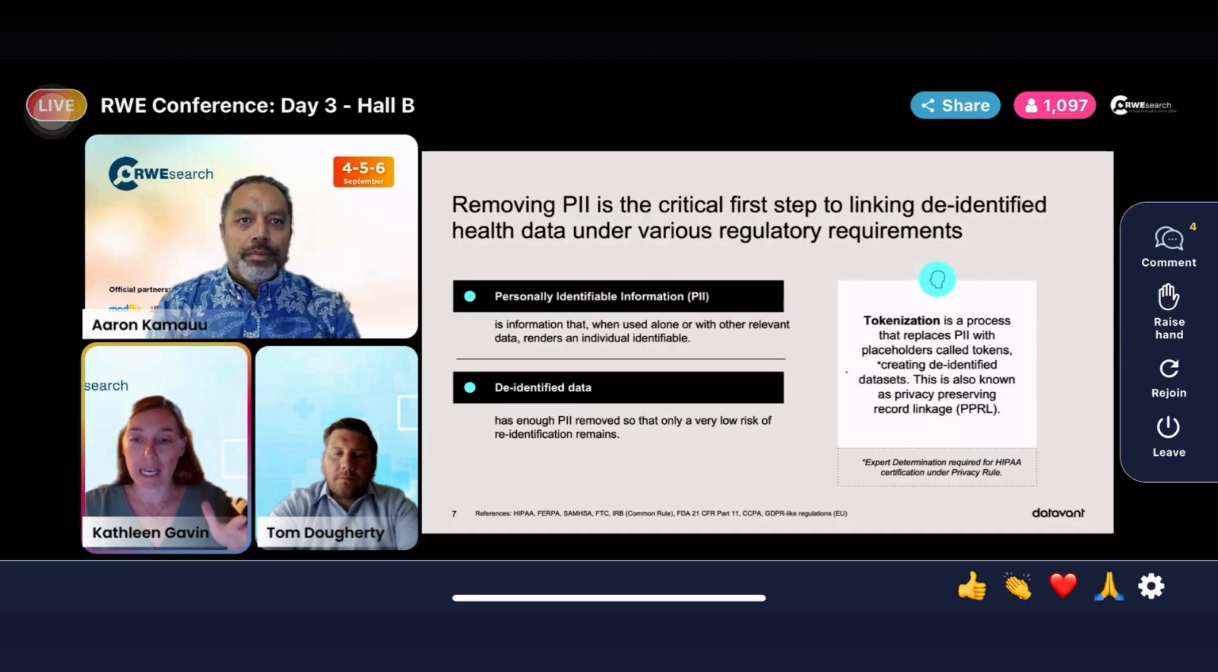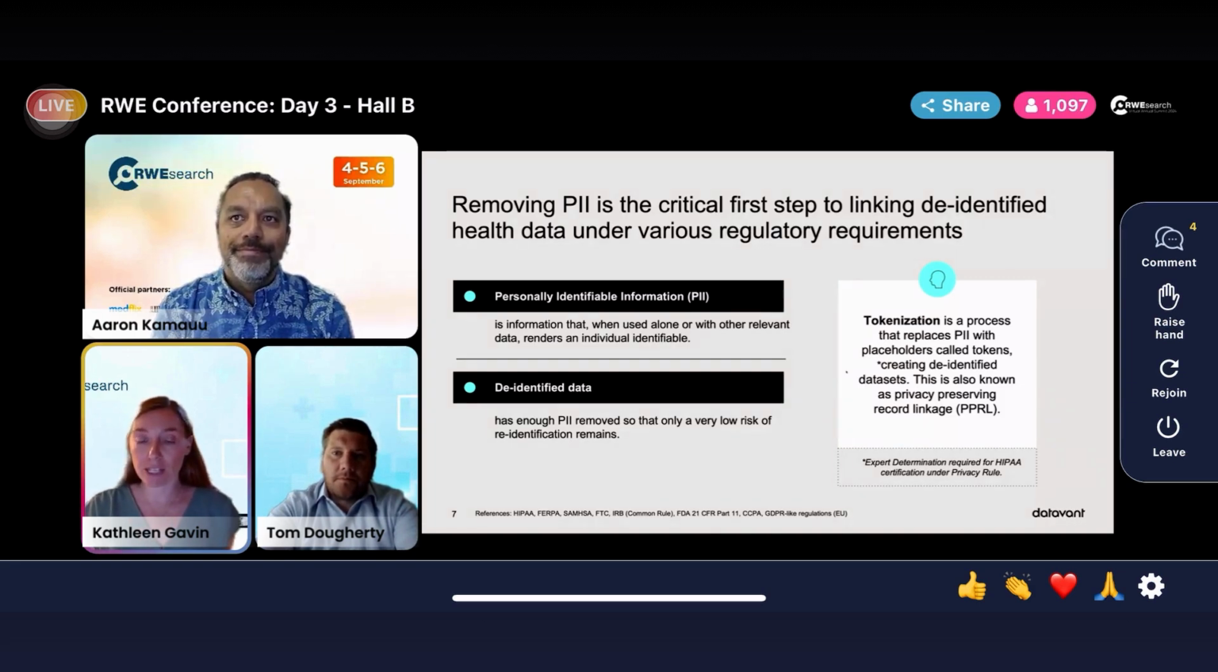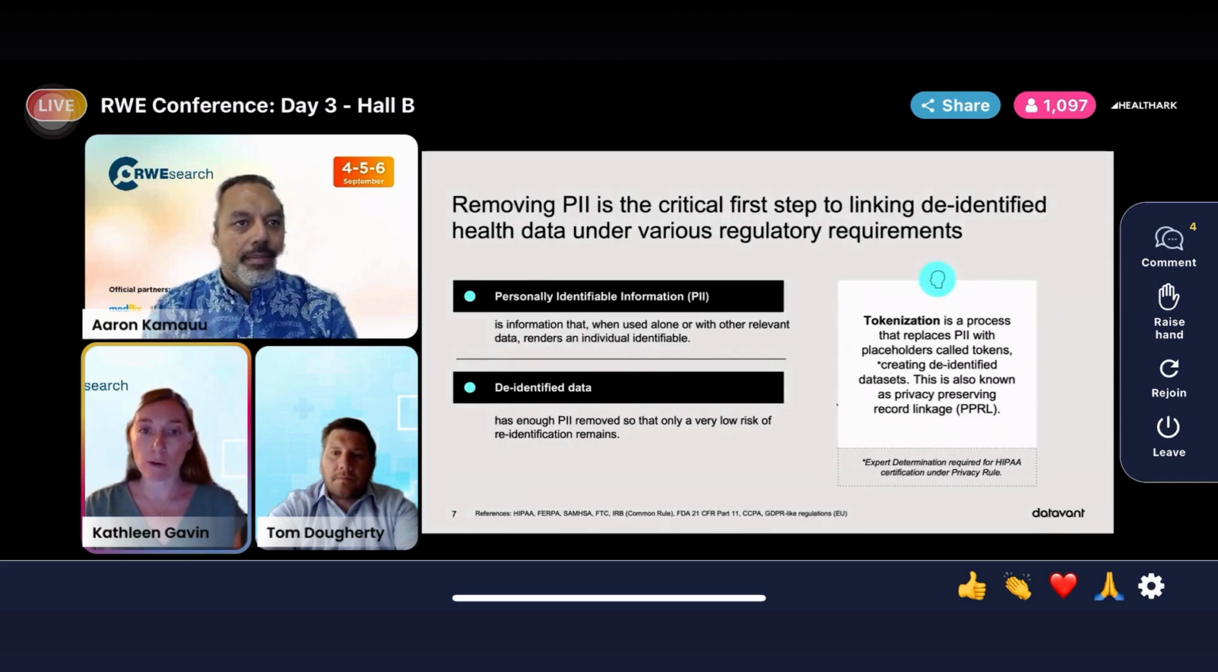So let's start at the beginning. We know that the first step is removing PII or personally identifiable information is really important to linking this de-identified health data under various regulatory requirements. So as Aaron mentioned, once researchers are able to use this data, it's in a de-identified manner. And so that is really important to be able to share and utilize the data as needed, but also there are a lot of regulatory requirements that come along with it.